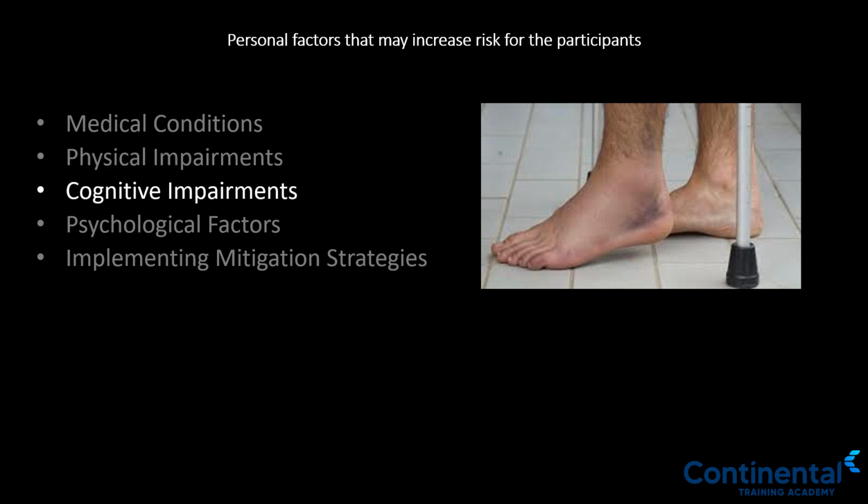Participants with cognitive impairments such as learning difficulties, or conditions such as ADHD or autism, may face challenges in understanding instructions, maintaining focus, or remembering techniques. So use clear, concise instructions, provide one-on-one support if needed, and employ a variety of teaching methods to cater to different learning styles. Repetition and hands-on practice is particularly beneficial.